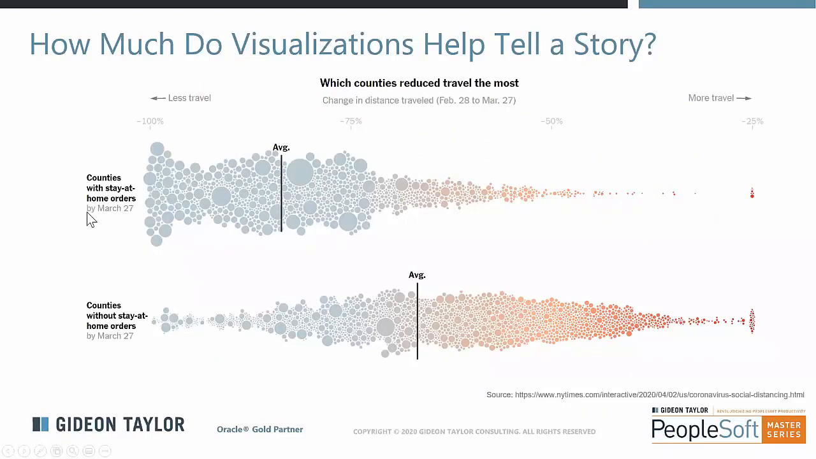Do stay-at-home orders make a difference? Well, this is counties with stay-at-home orders and counties without stay-at-home orders, distributed over how much travel distance changed. Again, it's all the same data, but visualized in a different way that helps to make a point or helps to answer a question. Here the question is, do stay-at-home orders reduce travel? And I think we can pretty clearly from this say the answer is yes. Stay-at-home orders reduced travel.